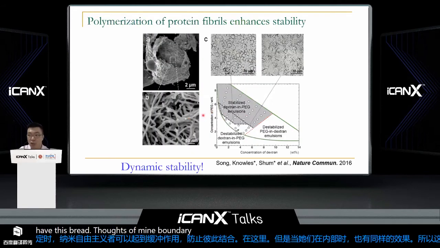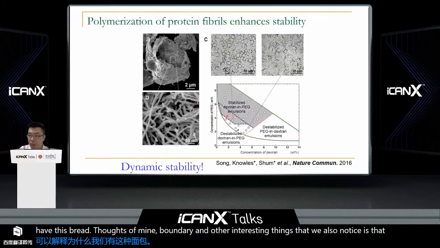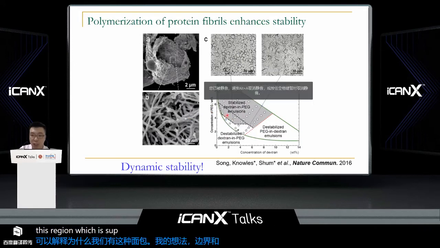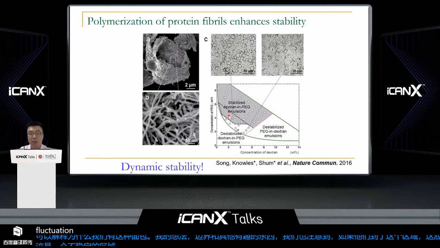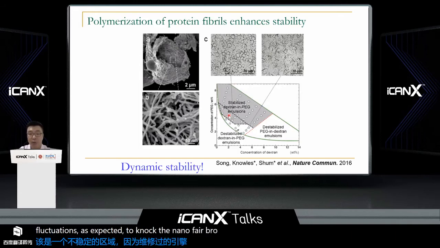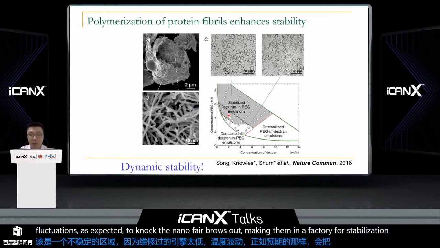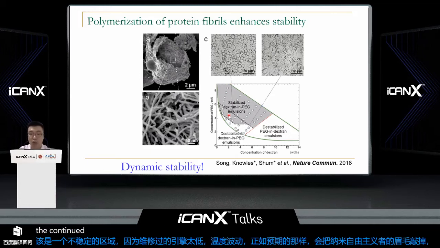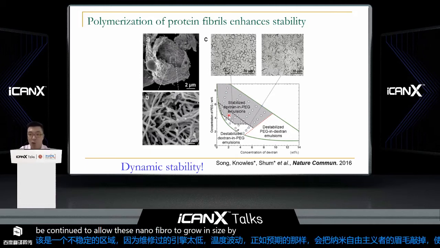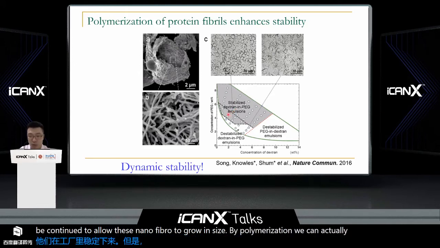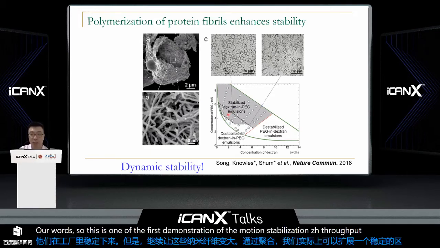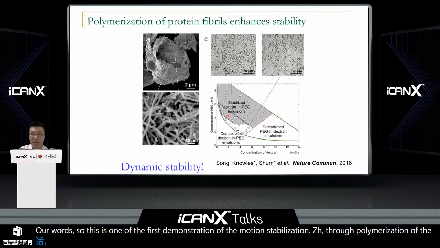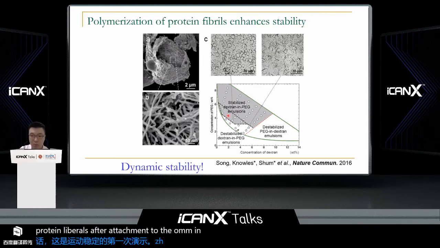Another interesting thing that we also notice is that if we go to this region, which is supposed to be an unstable region because the surface tension will be too low and thermal fluctuations are expected to knock the nanofibrils out, making them ineffective for stabilization. However, if we continue to allow these nanofibrils to grow in size by polymerization, we can actually extend the stable region outwards. So this is one of the first demonstrations of emulsion stabilization through polymerization of these protein fibrils after attachment to the interfaces. And the polymerization process can be thought of as a growth process.